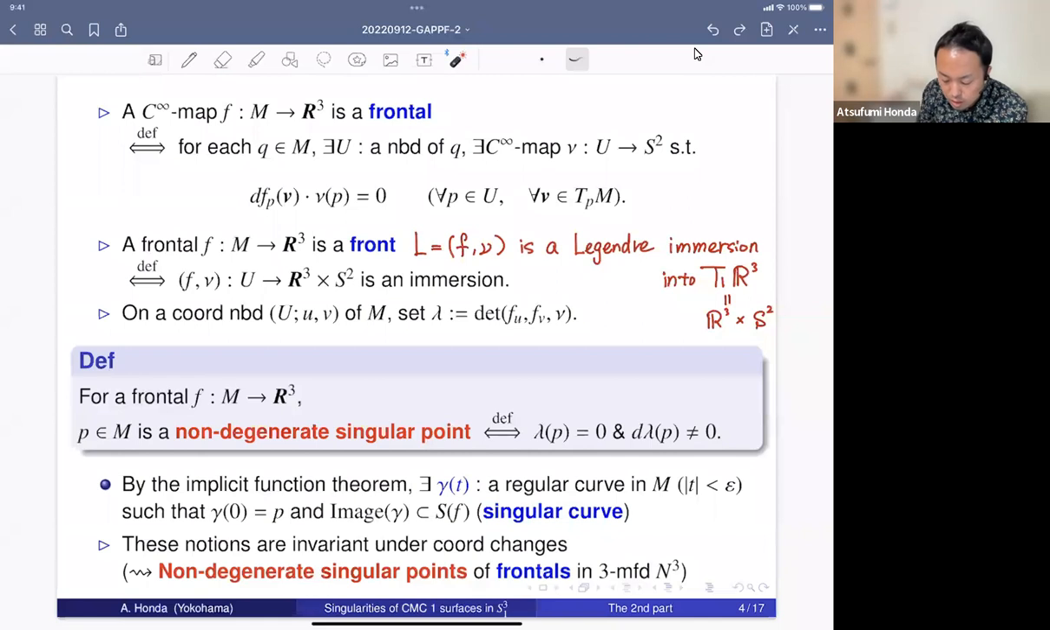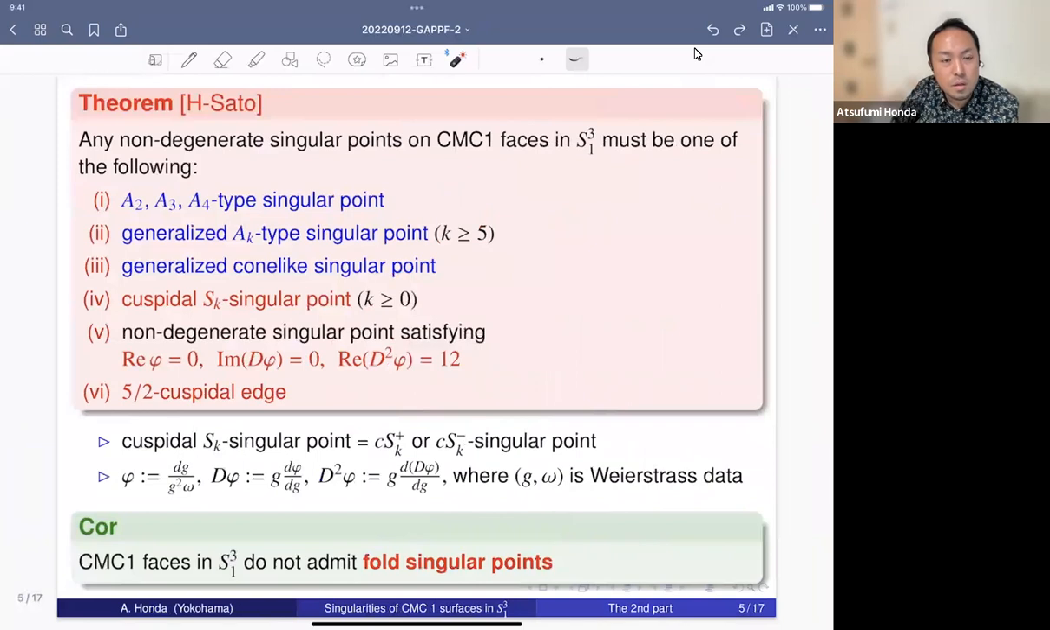So non-degenerate singular points can be defined for frontals in 3-manifolds, in particular, de Sitter 3-space. CMC1 faces are frontals. It is known that such surfaces are frontals. And our main result is this.